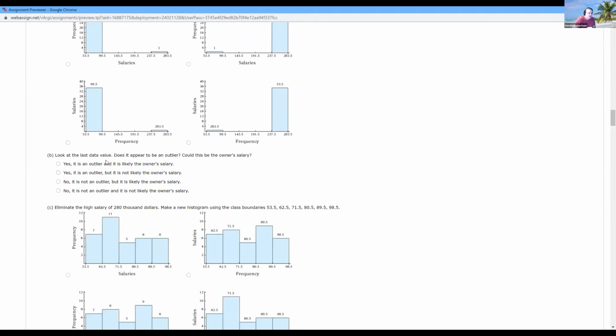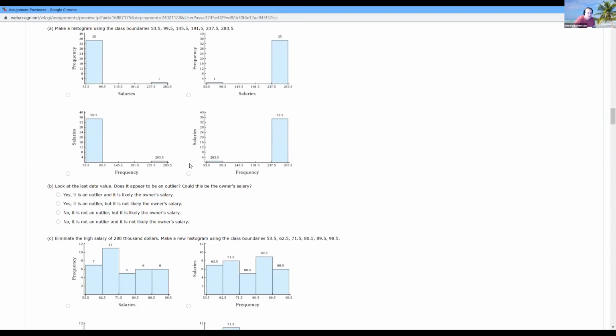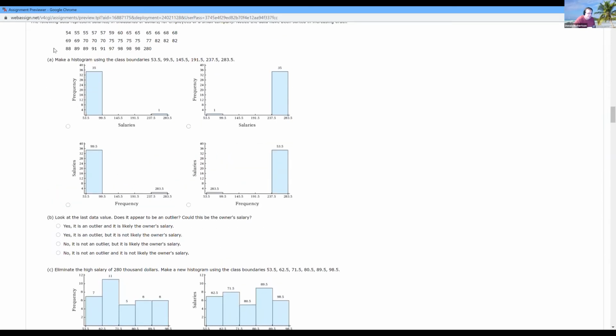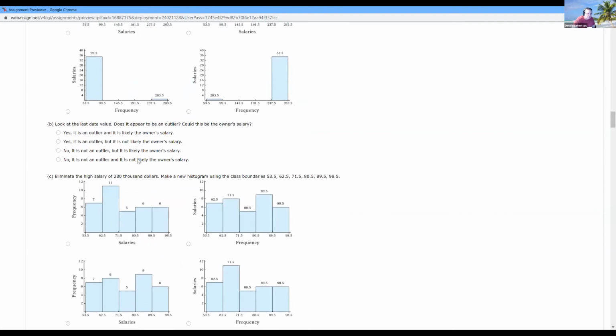Now it says, look at the last data value. Does it appear to be an outlier? Okay, so we'll just look at this picture. I know it's a horrible histogram, but would you agree that that guy is significantly different than the rest? So, yep, he's an outlier.